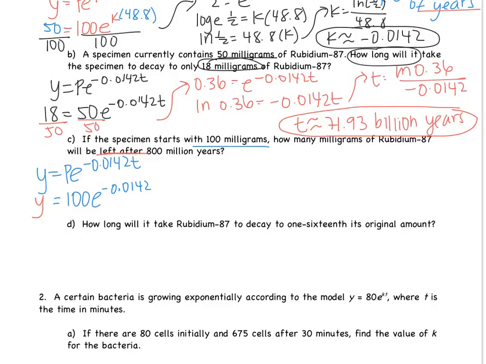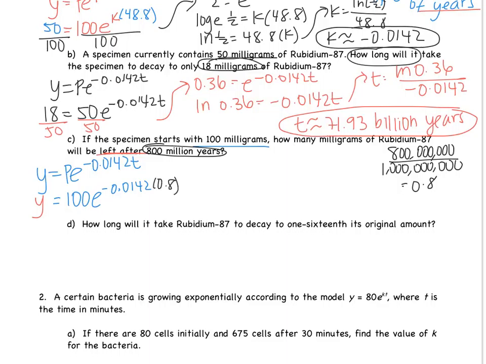Now here's the trickiest part. So it says after 800 million years. Remember that our t is in terms of billions of years, not millions of years. So what you have to do is you have to take that 800 million, so that's this, and you have to divide it by a billion. So that's a 1 with 9 zeros behind it. If you do that, you're going to get 0.8. And you intuitively might have been able to tell that 800 million years is the same as 0.8 billion years. It's not quite a full billion. So that's what we're going to put in for t.